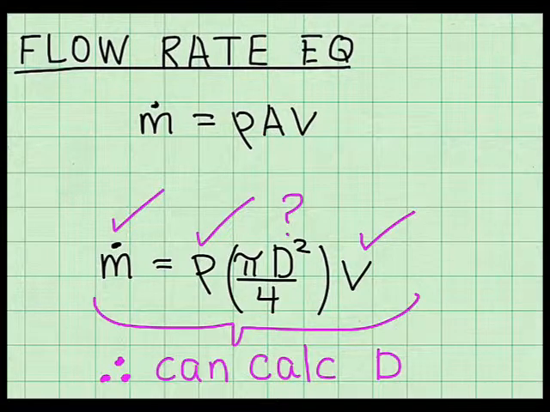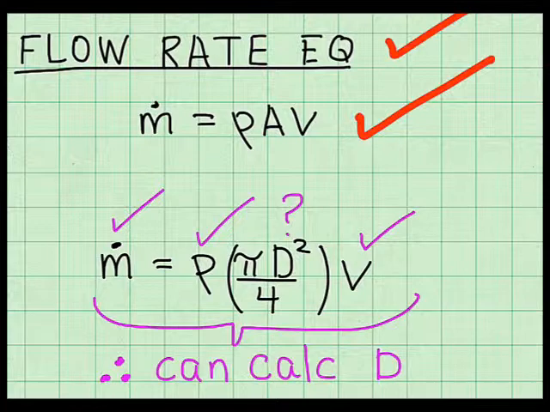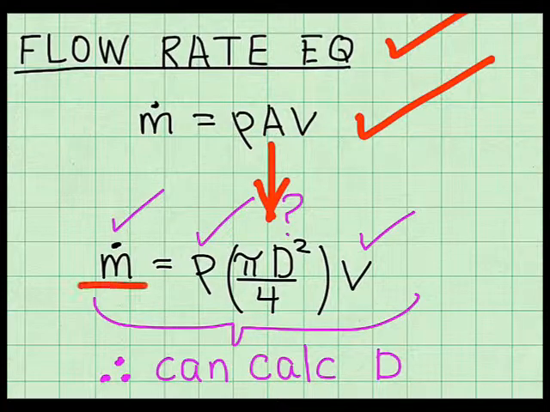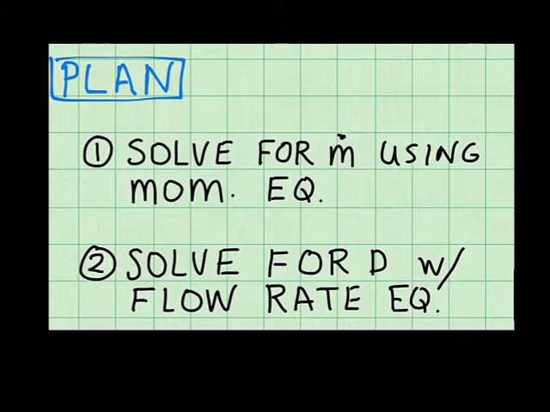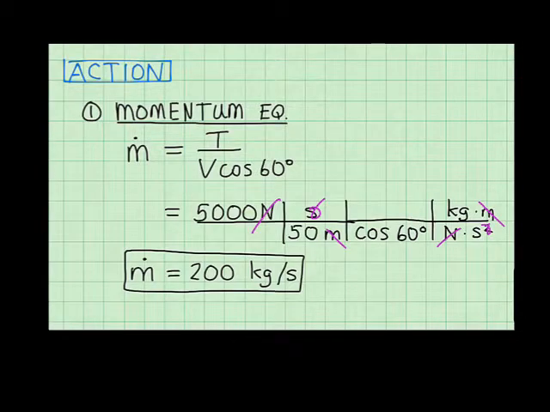So here's the analysis. I select the flow rate equation. I write down the form I'm going to use. I substitute for area, pi d squared over 4, and I do term-by-term analysis. I consider m dot as known because I already know how I'm going to calculate it, and I can see from this that I can easily calculate d. So I make my plan. I can solve for mass flow rate using the momentum equation, and I can solve for diameter using the flow rate equation.